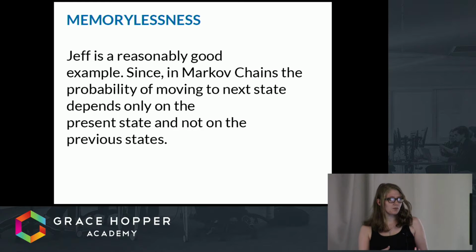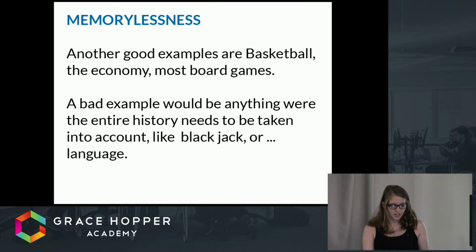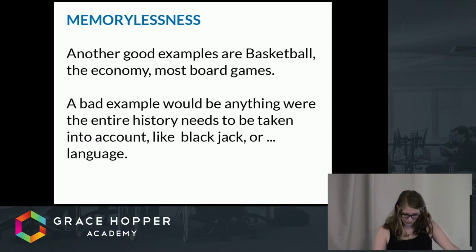So because of this memorylessness, Jeff is a good example, the weather is a good example, games of chance, the economy, most board games actually, and apparently basketball, but please don't ask me how that works, are good examples. A bad example will be anything where the dependency goes back further than the current state, like blackjack, or you'd assume language.